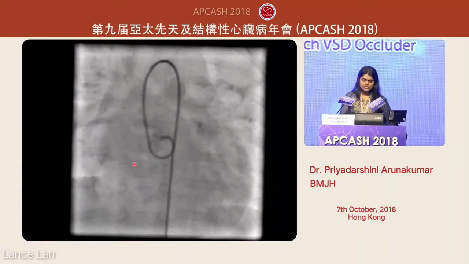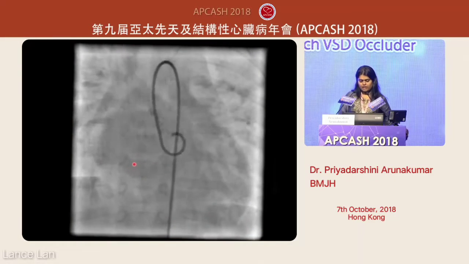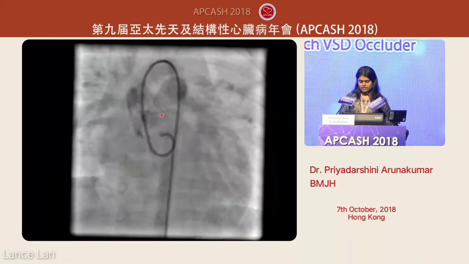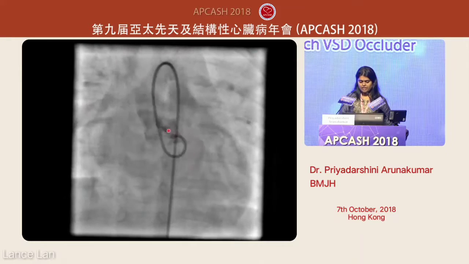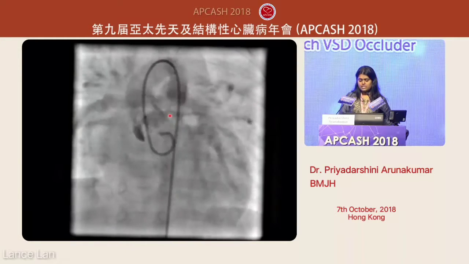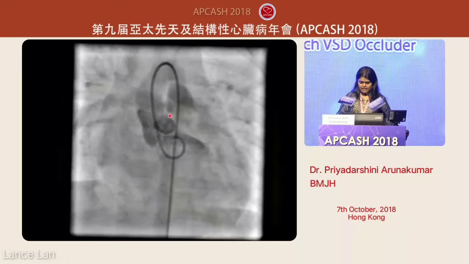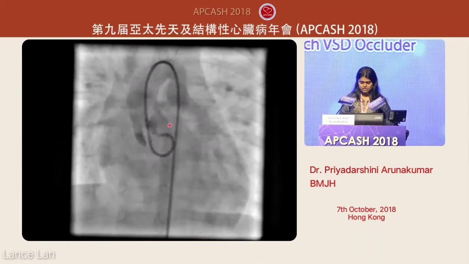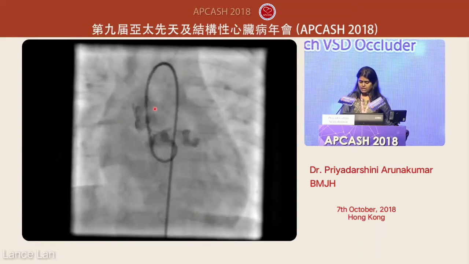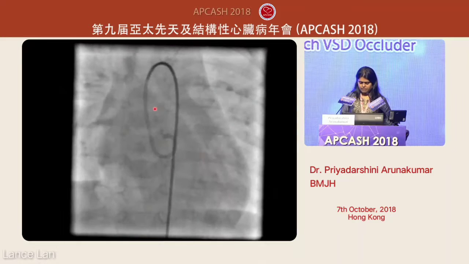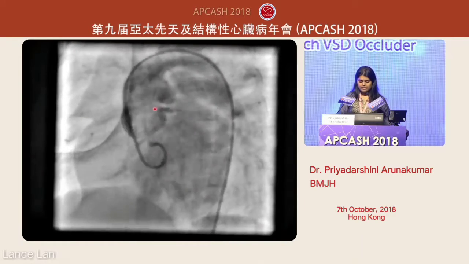So we had this initial angiogram in an AP view, showing the defect to be far away from the left main origin, and we measured this to be 7.5 millimeters. And there was a good distance between the aortic valve and the defect as well. And the same thing in the lateral view.